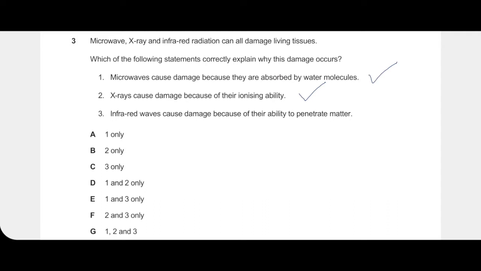And statement number 3, infrared waves cause damage because of their ability to penetrate matter. This is incorrect. Infrared rays are quite like microwaves in that they heat up the water inside a cell, so 3 is incorrect. Therefore, the answer to this question is D, and that is question number 3 completed.